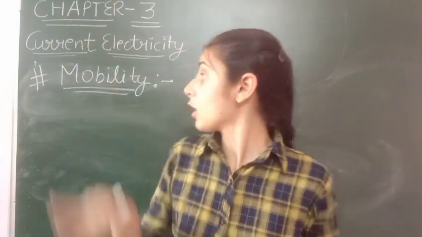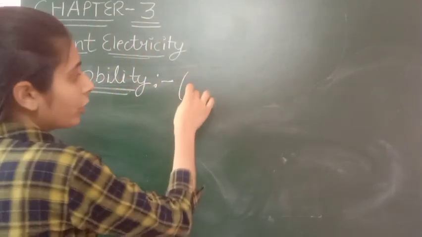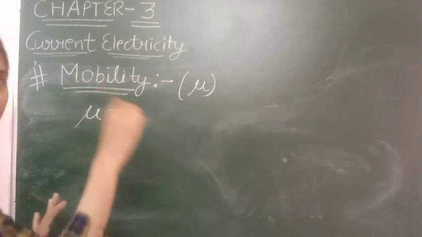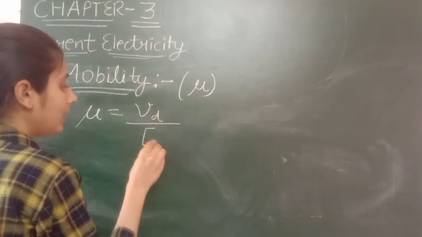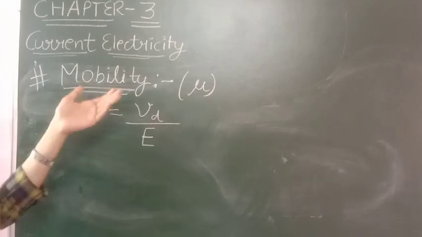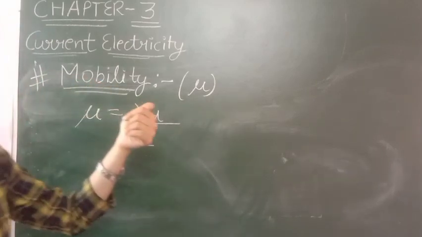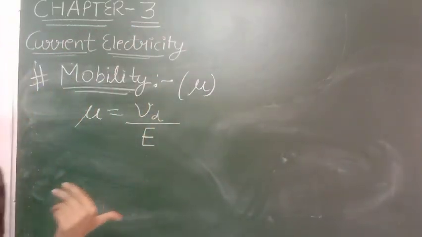Next topic is mobility. So what is mobility? First of all, it is denoted by the symbol mu. Mobility is defined as the ratio of the drift velocity and the electric field. So when you divide drift velocity by the electric field, what you get is the mobility of the electrons. This is how you can calculate.